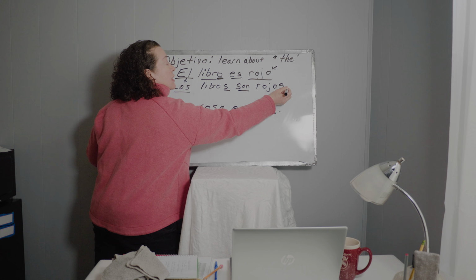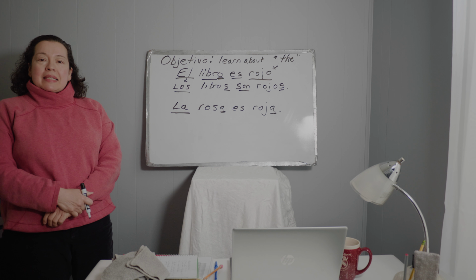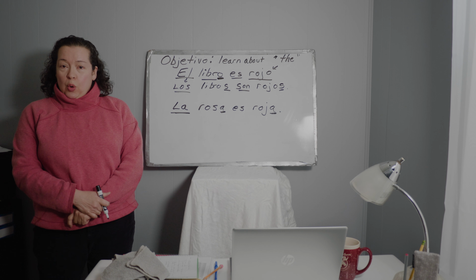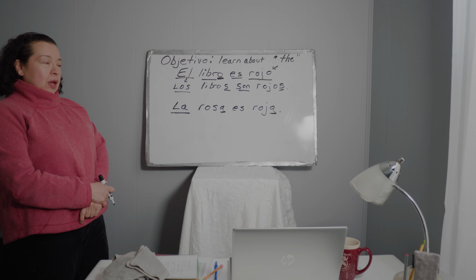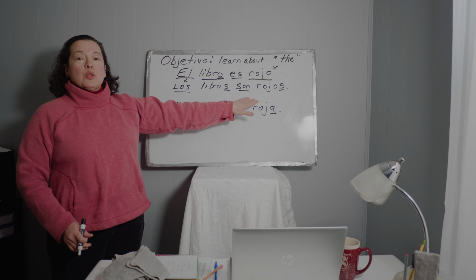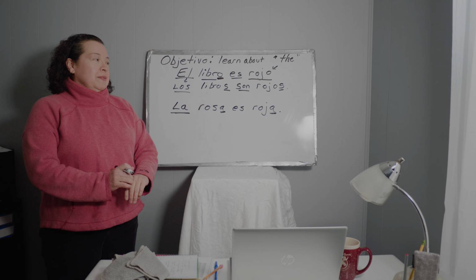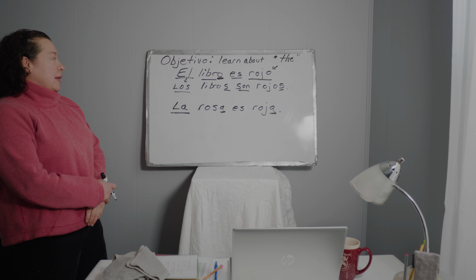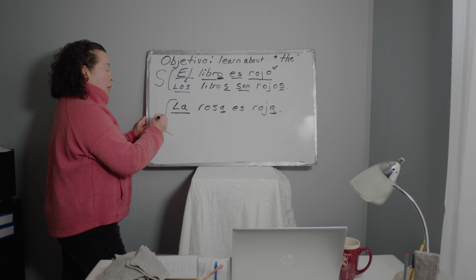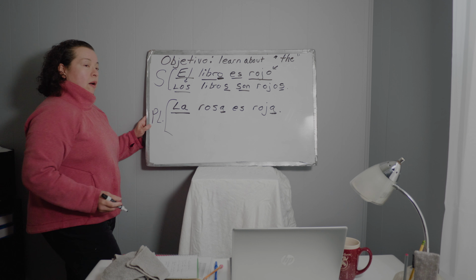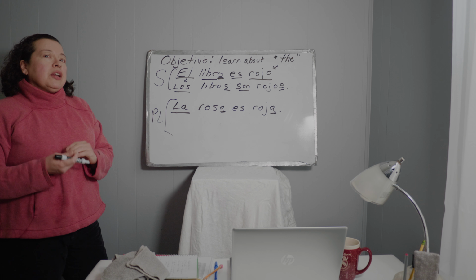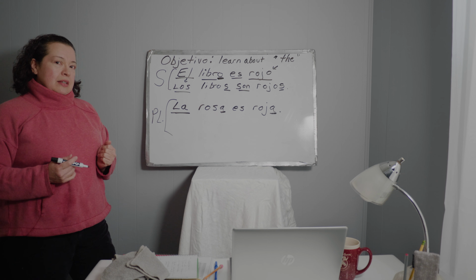You add an S. So let's repeat this together, clase, in the singular. El libro es rojo. Okay? Now let's say los libros son rojos. Okay? Muy bien. So this is singular, and this one, these will be plural. Okay? La rosa es roja. How do you think we'll change this sentence?